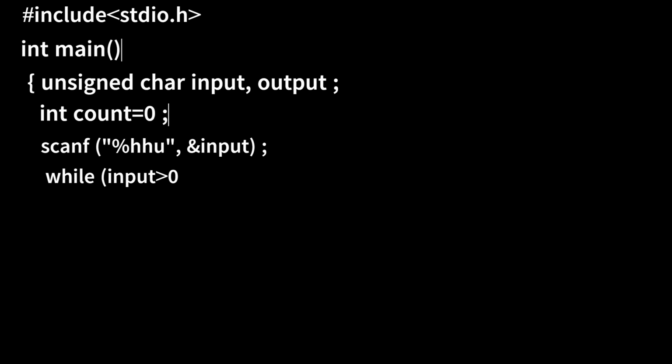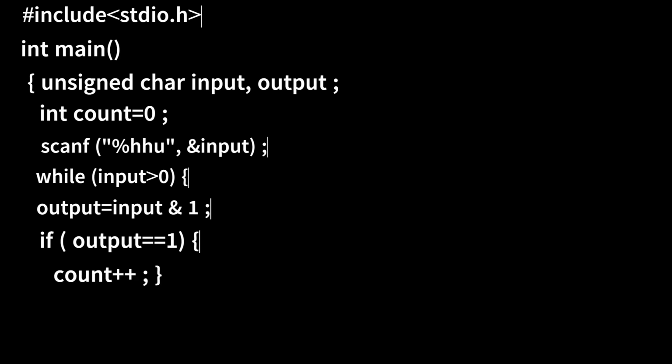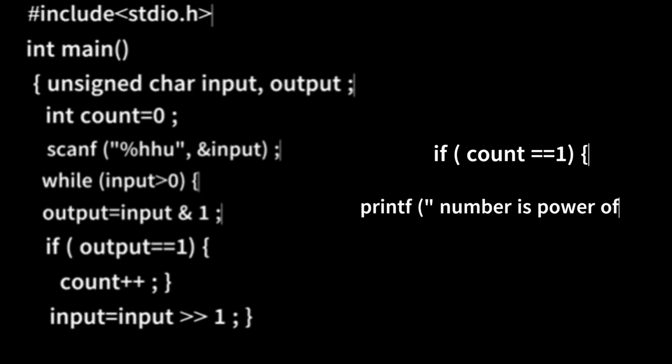So now while input is greater than 0, we will do bitwise AND operation with 1 and check output is 1 or not. If it is 1, count will be incremented by 1. And at every iteration of while loop, input will be right shifted by 1 bit. So finally count will contain the number of set bits or number of ones present in the input. Now if count is equal to 1, then the input will be power of 2.